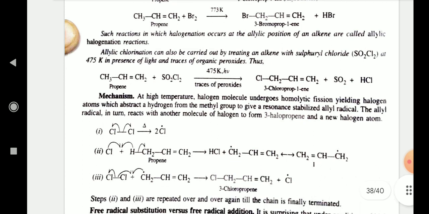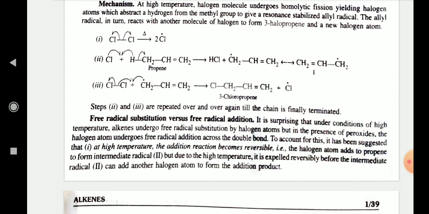Mechanism: at high temperature, the halogen molecule undergoes homolytic fission, yielding halogen atoms, which abstract a hydrogen from the methyl group to give a resonance stabilized allylic radical. The allyl radical in turn reacts with another molecule of halogen to form 3-halopropene and a new halogen atom.